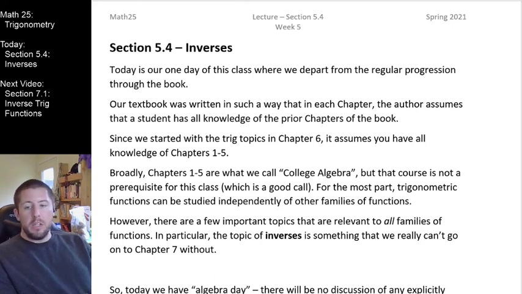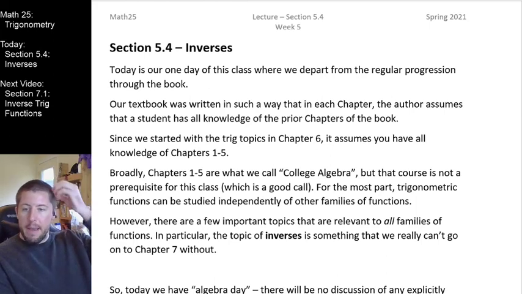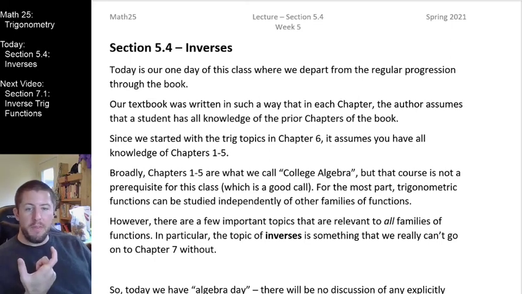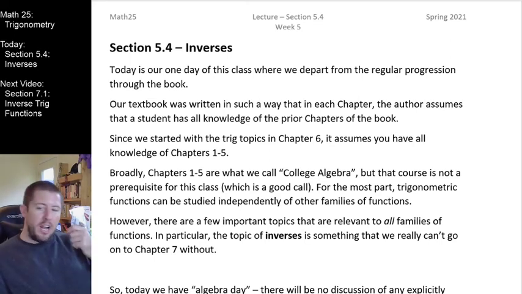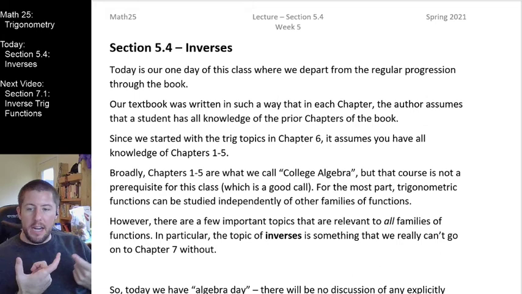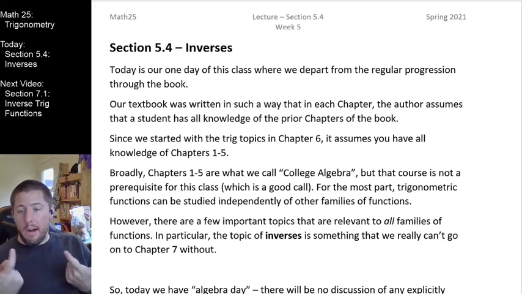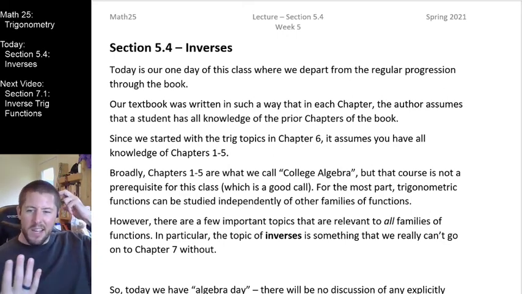The important thing to recognize is that this book is written in such a way that the author assumes you are doing the whole textbook. Whereas at College of the Redwoods, chapters 1 through 5 represent algebra and chapters 6 through 9 represent trigonometry as two separate classes. Other places have things combined into a pre-calculus class, which might contain all of that stuff.